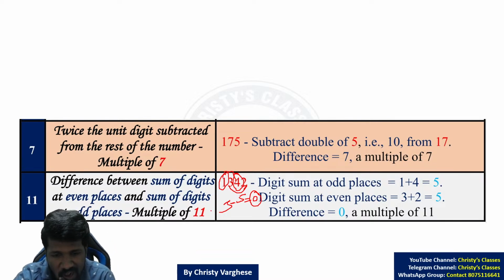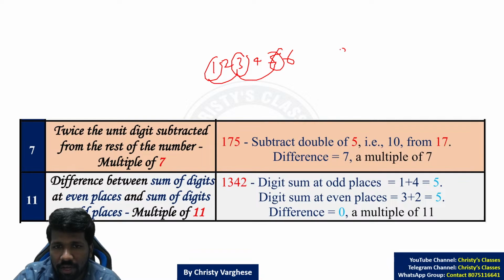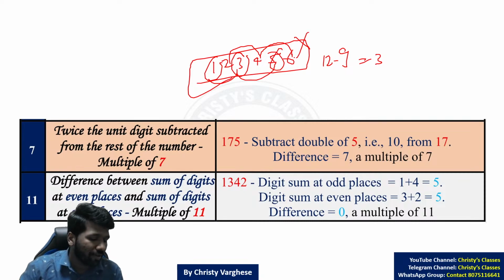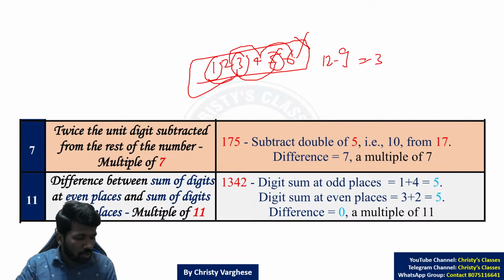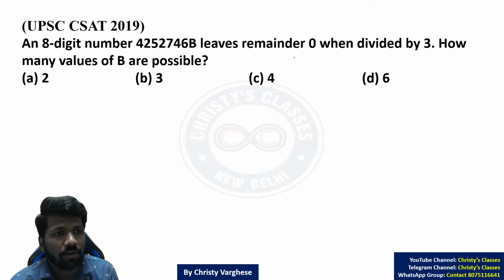So if it is 1, 2, 3, 4, 5, 6, then 1 and 3 and 5 you add up. 1 plus 3 plus 5 is 9. 2 and 4 and 6 you add up. That is 12. 12 minus 9 is 3. 3 is not a multiple of 11. So 1, 2, 3, 4, 5, 6 is also not a multiple of 11. So that is the test of divisibility of 11. At least this much you should know. And this was a CSAT 2019 question. All of you make a try.